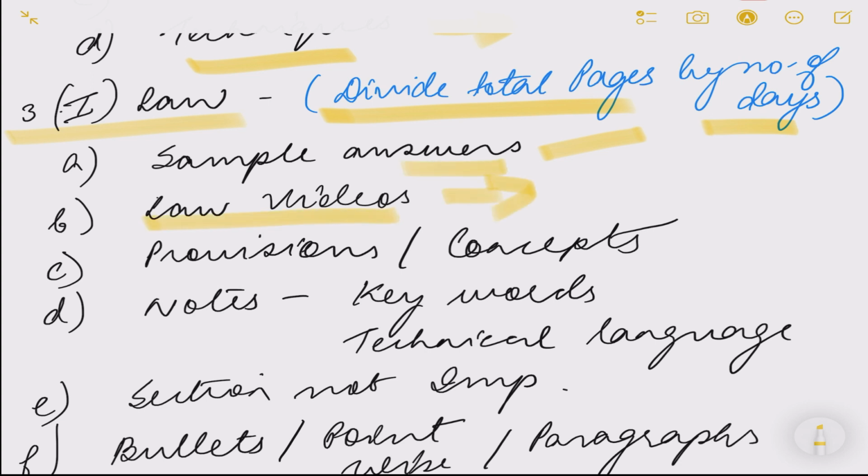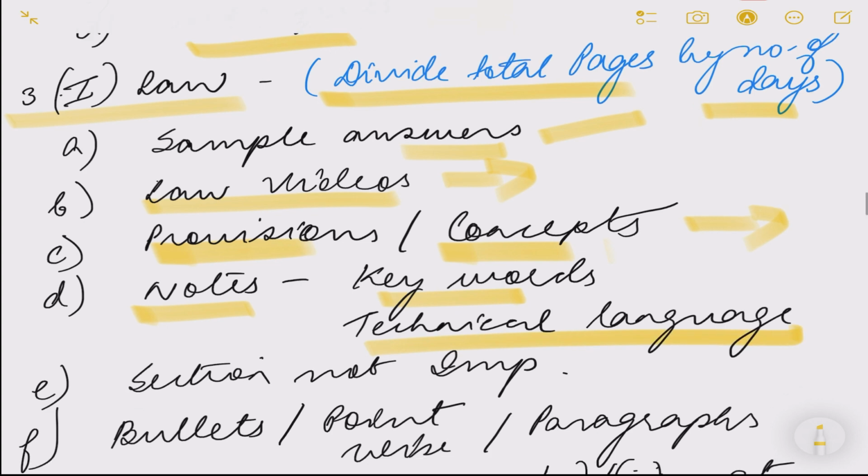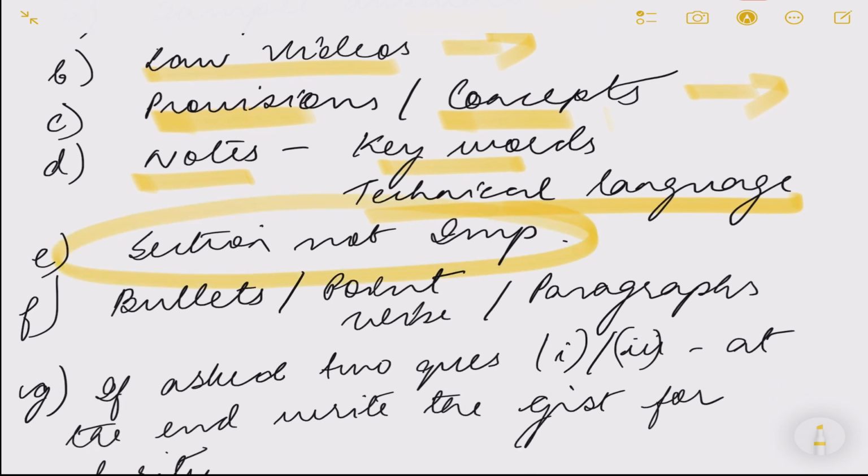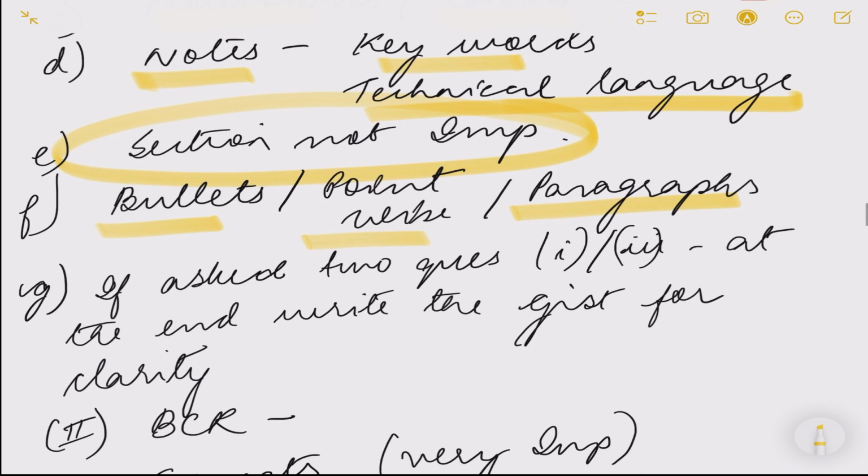I have made many law videos where you'll get many points which will help you to score very good marks. You can have a look at those videos as well. Try to take care of the provisions, concepts, notes, keywords, technical language, very, very important. For CA Foundation, remembering section numbers is not important, so don't worry about that. Try to write your answers in bullets, point-wise or paragraphs. If you write in bullets, it will help the examiner to read nicely and will surely fetch you good marks, but not a problem. In whatever way you are comfortable, you can write.